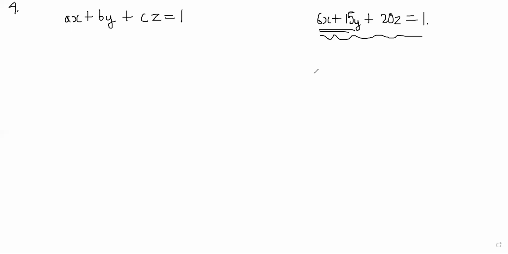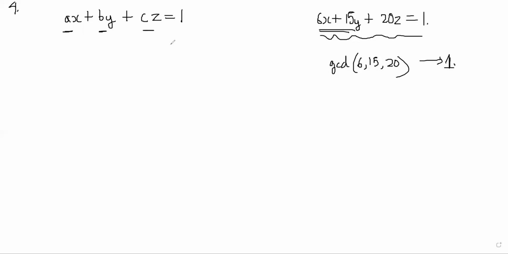The GCD of A comma B comma C. What will be the GCD of A, B, C here? 6, 15, 20 should be 1 only, because nothing divides all of them, right? The GCD of 6, 15, and 20 is 1. Correct. So it looks like there is a condition that the GCD of A, B, C should be 1.